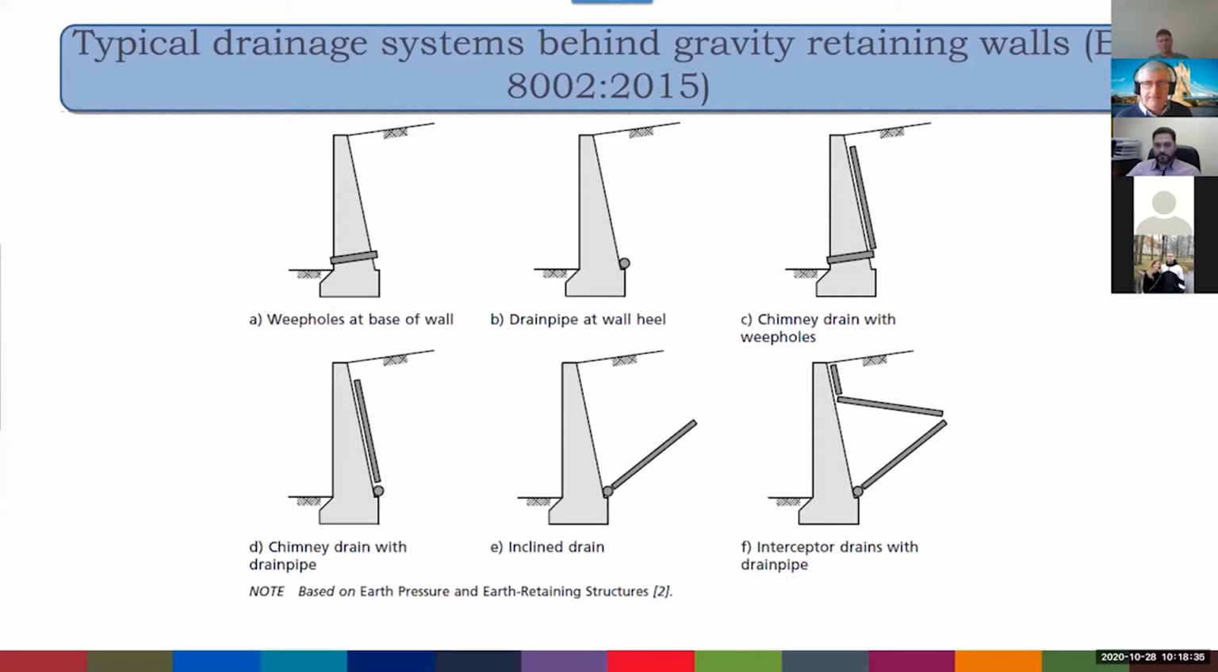That's a possibility. You can have chimney drains with weep holes. If the water is a bit higher on the wall, that could be useful. You can have chimney drains with drain pipes. You can have inclined drains, which pull the water down further back into the ground, or interceptor drains with drain pipes. There's a variety of things that you can do to take the water pressure off the back of a gravity wall, which is generally a good thing to do.